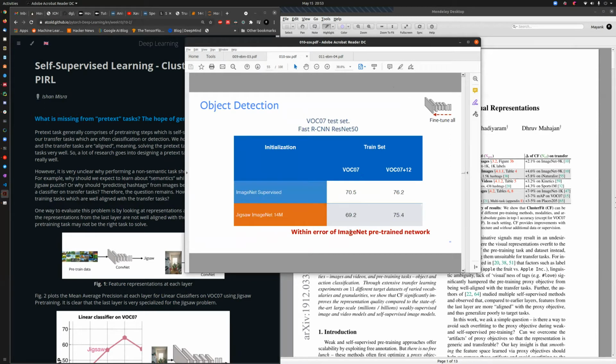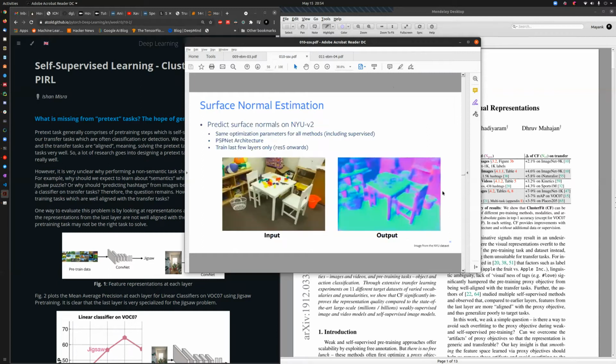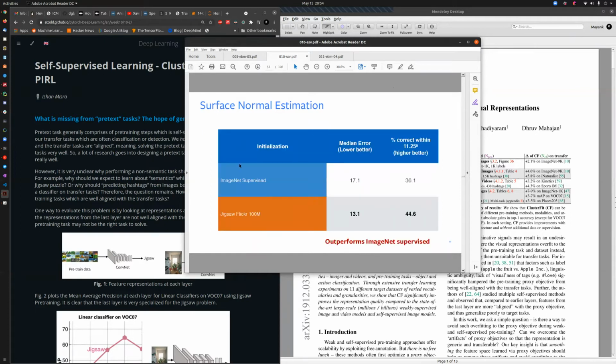Then in this object detection, if we used Jigsaw, this is self supervision, and this was supervised. So this was a difference, fine tuning all. Then the surface normal estimations, including supervised PSPNets, training only the last few layers, input and the output. And you can see the differences here. It's minimal, really.